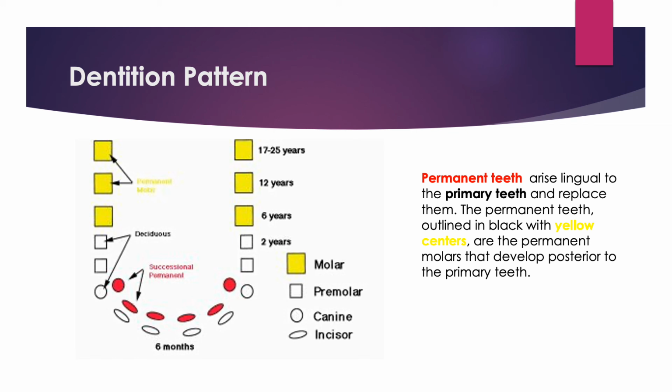The first teeth to develop and erupt into the oral cavity are the deciduous mandibular central incisors, at about 6 months after birth. The last primary teeth to develop and erupt are the second molars, at about 2 years of age. The first permanent teeth to erupt are the first molars, at about 6 years of age. The first, second, and third permanent molars erupt at about 6-year intervals, at 6, 12, and 18 to 25 years of age respectively.